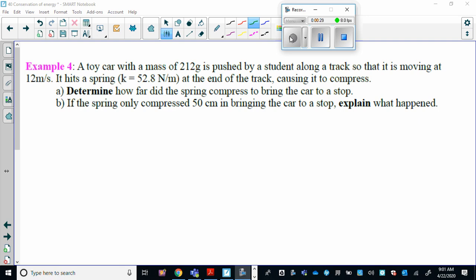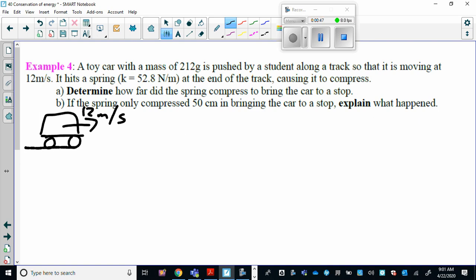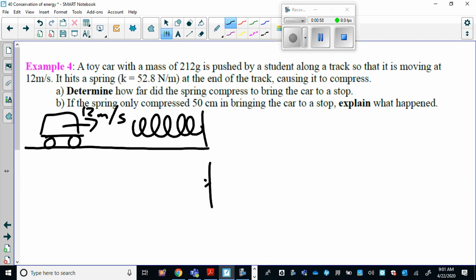So here's our situation. We have a car, toy car. It's moving along at 12 meters per second. So at this point, it's all kinetic energy. Does it have any potential energy? Well, not gravitational potential energy because it's on the ground. So it has zero gravitational potential energy. What happens to that car? It hits a spring. It's attached to the wall. And then the spring is going to compress.